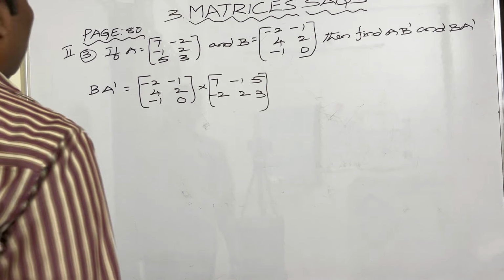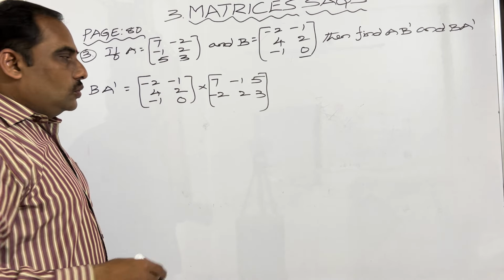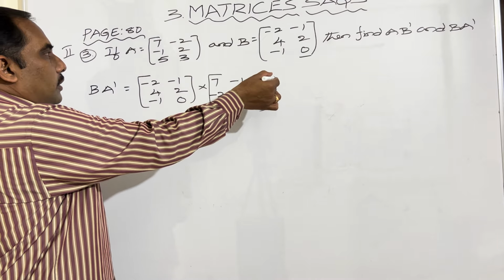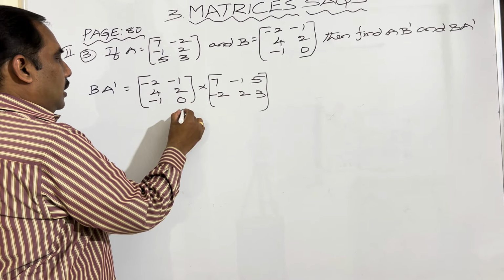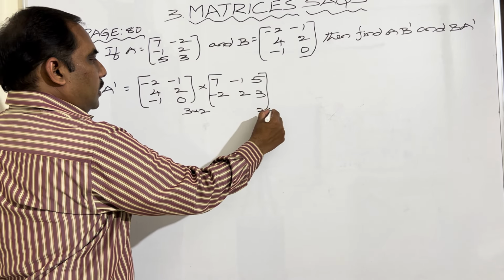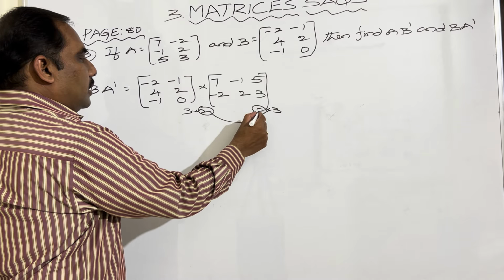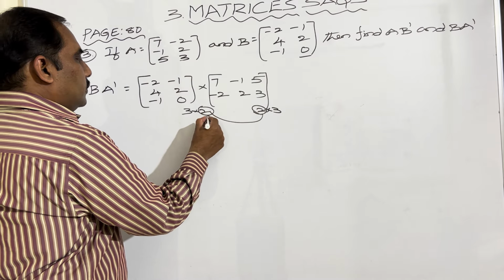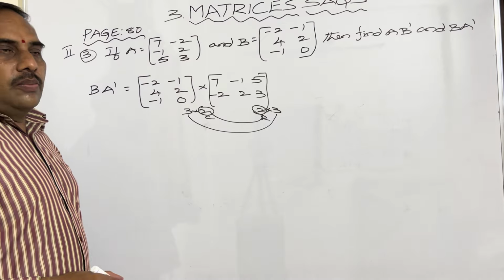Now B into A transpose. Here the matrix B is [-2, -1; 4, 2; -1, 0]. A transpose is [7, -1, 5; -2, 2, 3]. Here this is a 3 by 2 matrix, and this is a 2 by 3 matrix. So the resultant matrix columns equal the rows, and the resultant matrix order is 3 by 3.